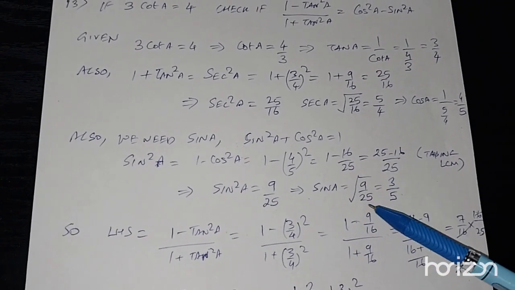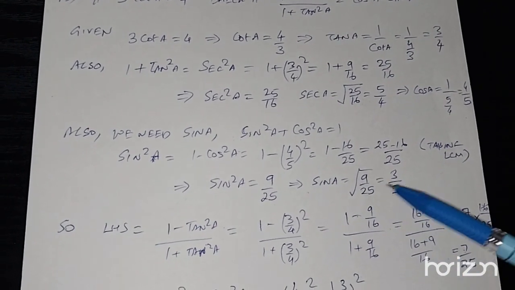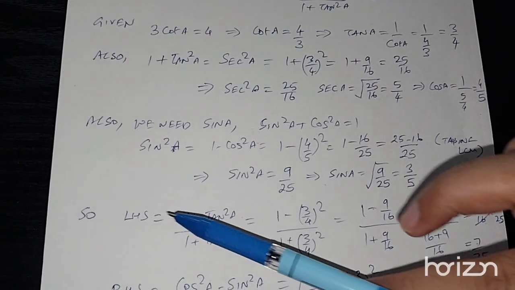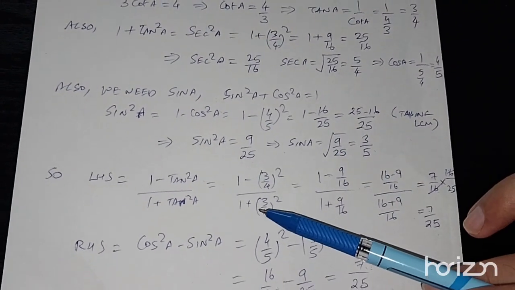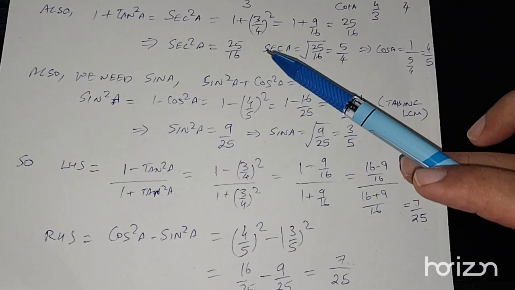So sin a is square root of 9 by 25. Square root of 9 is 3. Square root of 25 is 5. So you get 3 by 5. So after all this, you got the sin a, which is 3 by 5. You got the cos a, which is 4 by 5.